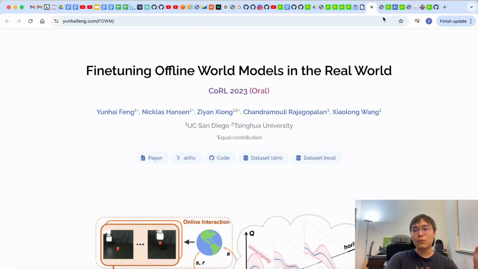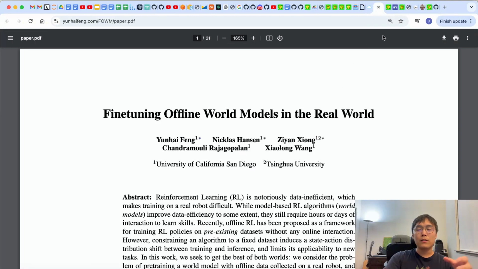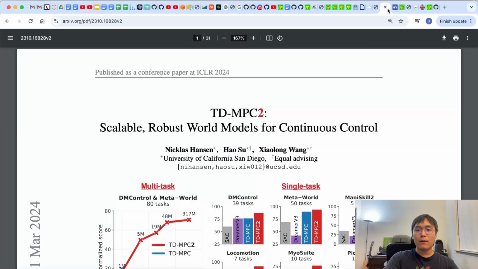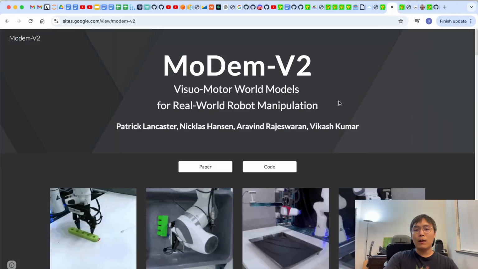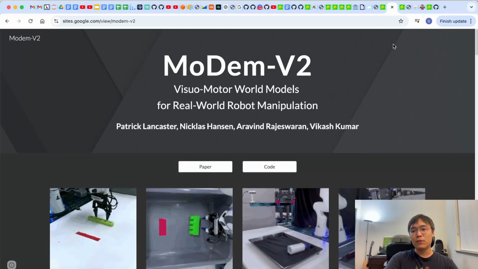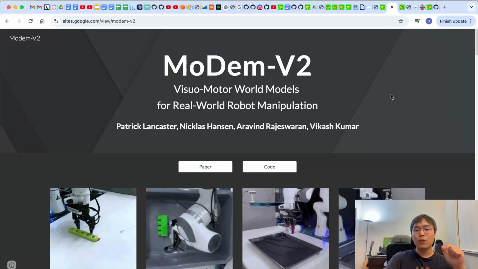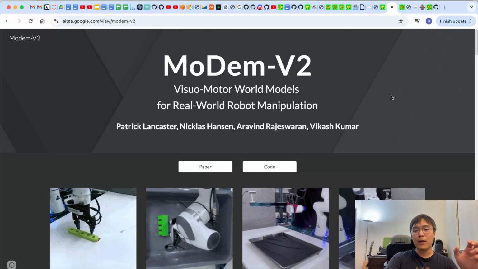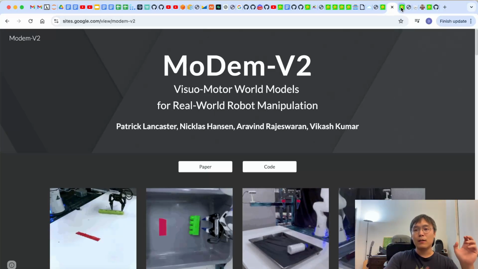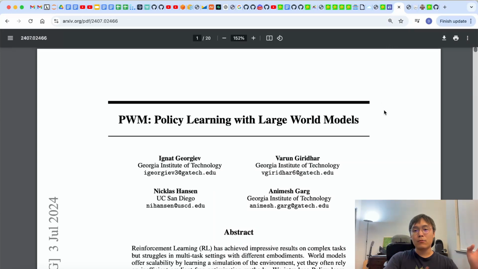So these are the works doing that. Fine-tuning offline world models, this is the paper. TD-MPC and TD-MPC2. Modem V2. They all try to make imitation learning better using RL. So I think that's a good approach. PWM is a more recent one. I think this is the state of the art based on the experimental results in this direction.